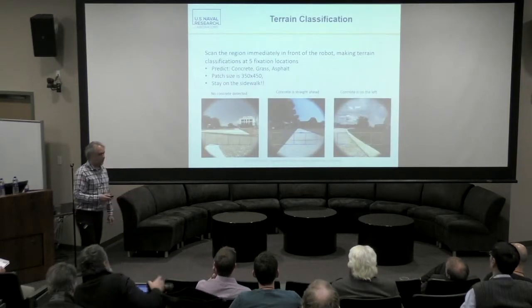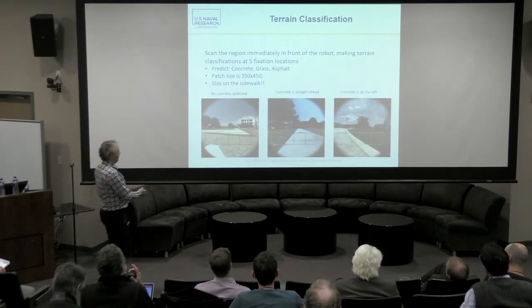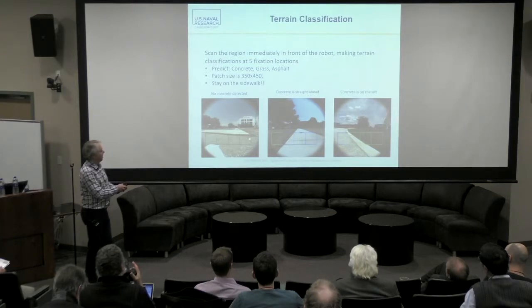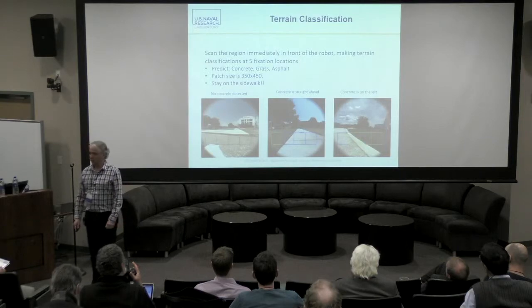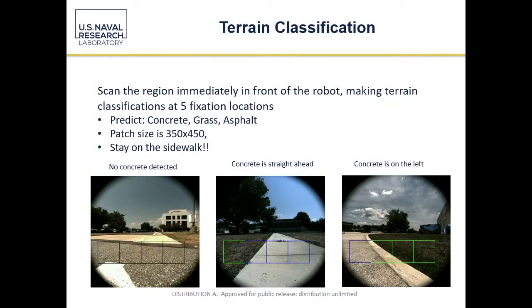The way that we're doing this is we scan the region that's directly in front of the robot. We essentially fixate at 5 different locations in front of the robot. For each one of those regions, we crop a patch of size about 350 by 450. This is a huge input image for the TrueNorth, by the way. And we try to predict whether this is concrete, grass, or asphalt. So the goal is to stay on the sidewalk and don't get hit by cars. We think that would be really, really bad. And don't get on the grass.